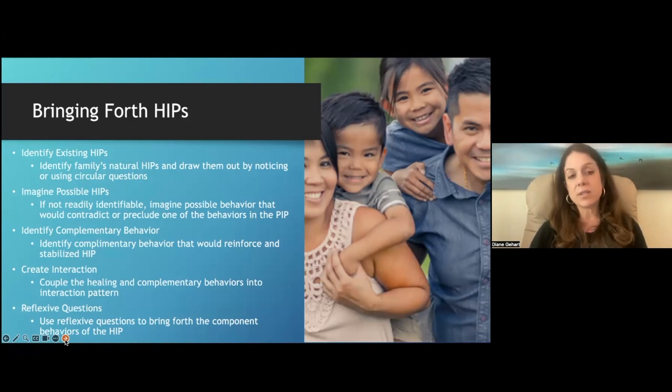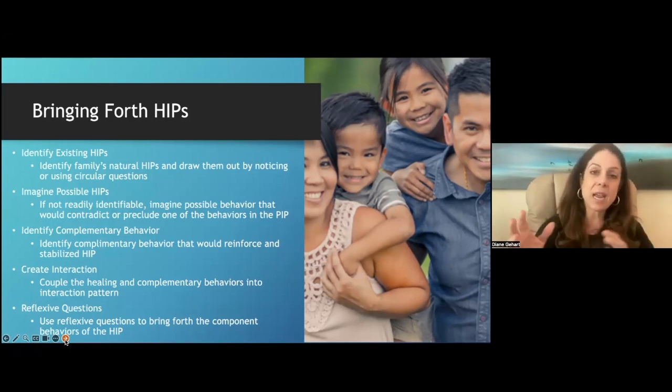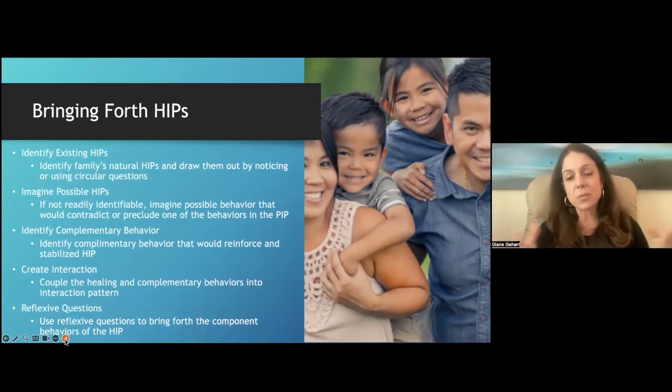And so then there's imagine. Another way to work with healing patterns is to imagine possible HIPs. So if the family or couple doesn't have any readily identified patterns, imagine what behavior would either contradict or preclude one of the behaviors in the PIP, or would act as a healing interaction to increase trust, usually is what it is in most systems. Looking at the complementary behaviors, so looking for what type of behavior would reinforce and stabilize a HIP.